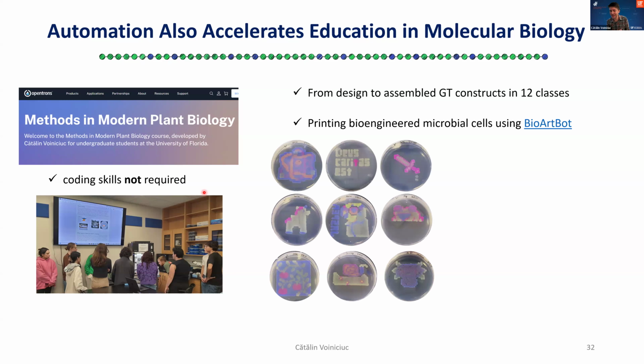Instead of showing you all the cloning verification steps we did, I want to show you a nice collaboration done together with another tool for Opentrons called BioArtBot, where essentially we printed fluorescent or colorimetric bacterial cells. These are student designs that they just inputted into a graphical interface, and then the robot did all the work. We incubated the cells overnight, and this is the final outcome.